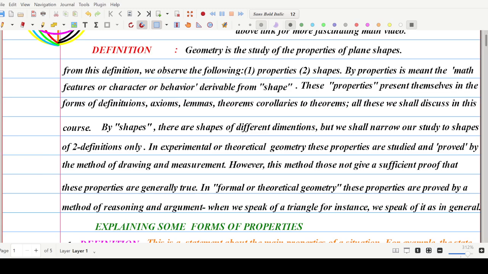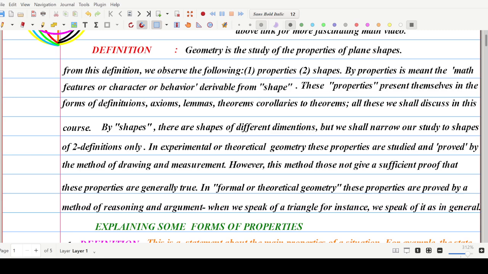So in experimental geometry or practical geometry, these properties, you know what I said earlier on, that geometry is a study of the properties of shapes, and the shapes can be plane shapes or solid shapes. We are narrowing the study to plane shapes. So in other words, we are looking at plane geometry. Plane geometry is a study of the properties of plane shapes.